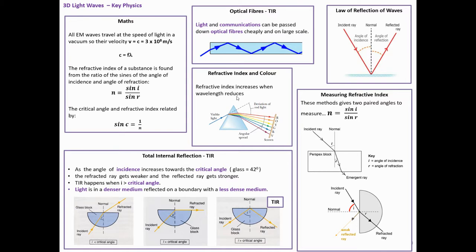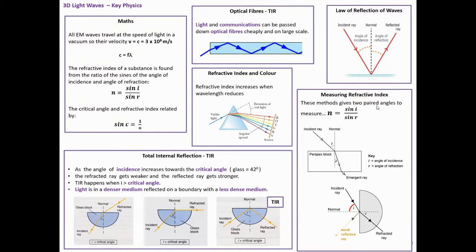Refractive index and colour: we should know that visible light will split into a spectrum, and it will be dispersed effectively because each of the different wavelengths interacts differently with the medium. So violet will always be refracted more, so you'll get an angular spread. Still need to do the law of reflection, which we looked at before. And like we said, we've got to be able to measure refractive index.